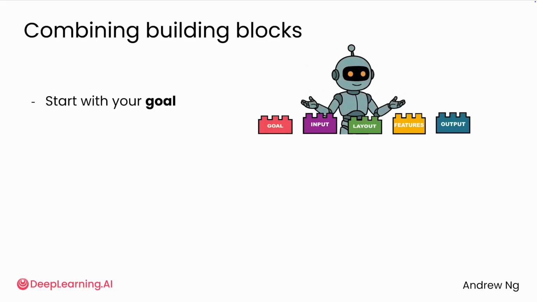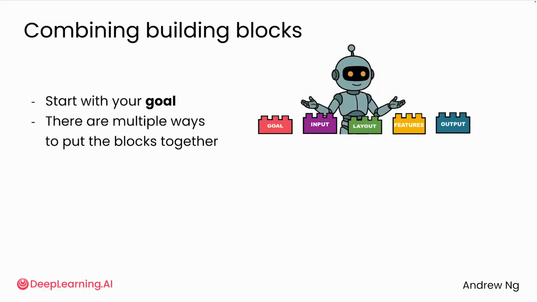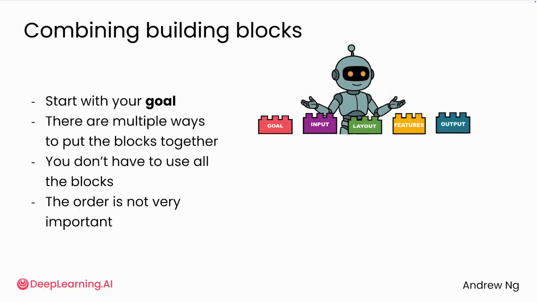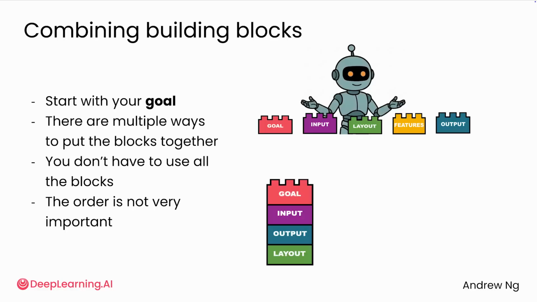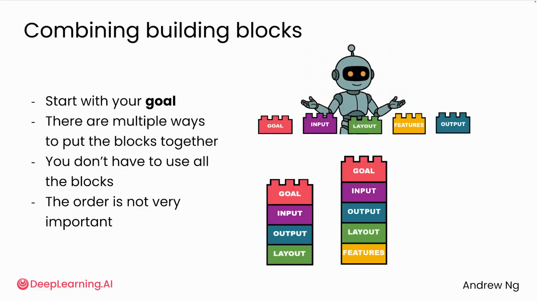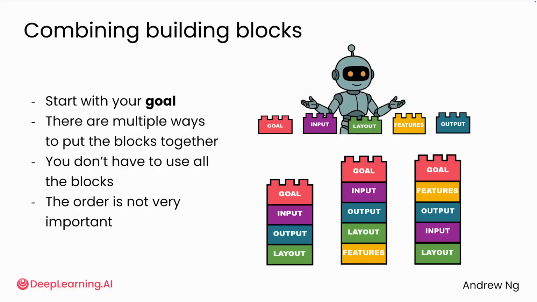And then of the remaining building blocks, there are multiple ways to put them together, and you don't have to use all the building blocks every time, and the order is also not very important. Start with the goal and tell the input-output layout and maybe not list any special features. Or you might put the building blocks together this way and it could work fine. Or you might list out the building blocks in a different order, and the AI is usually pretty good at understanding these different rearrangements of the building blocks.